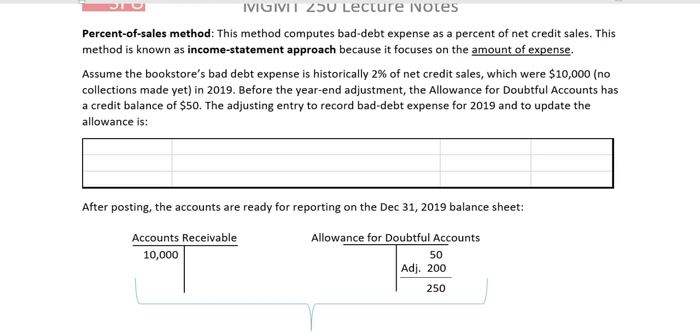Jumping into an example here, assume the bookstore's bad debt expense is historically 2% of net credit sales, which were $10,000 in 2019 with no collection made as of yet. Before the year-end adjustment, the AFDA has a credit balance of $50. The adjusting entry to record bad debt expense for 2019 and update the allowance is.